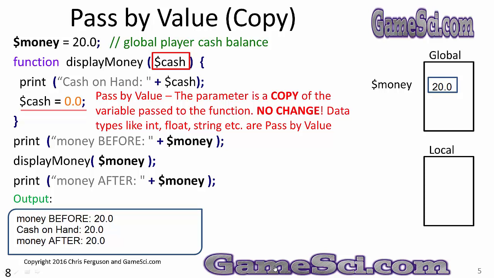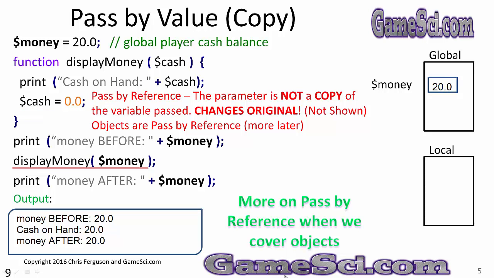Data types like int, float, and string are always passed by value. So if I have a variable that's containing a string and I pass it to a function, that variable will contain the same string when it gets back. There is another way to pass a parameter. It's called pass by reference. That's when the parameter is not a copy of the variable passed. That's when changes to the original will happen.